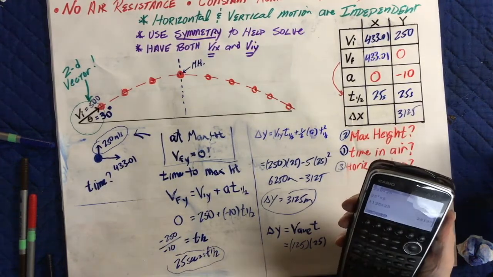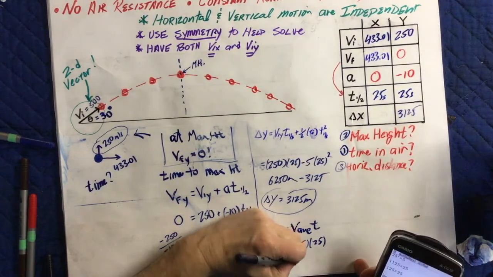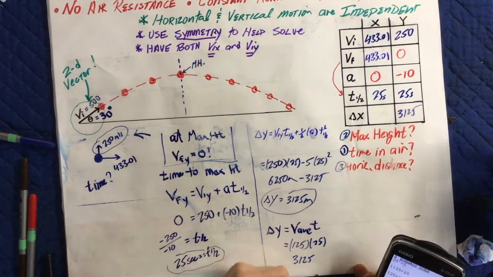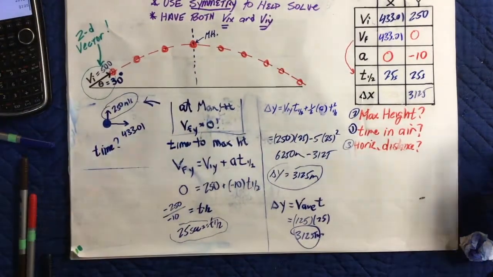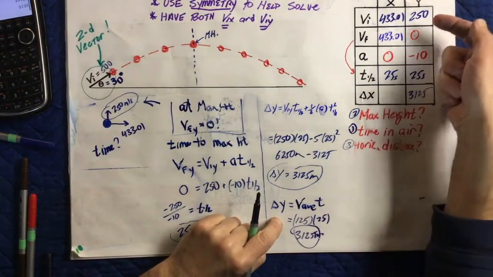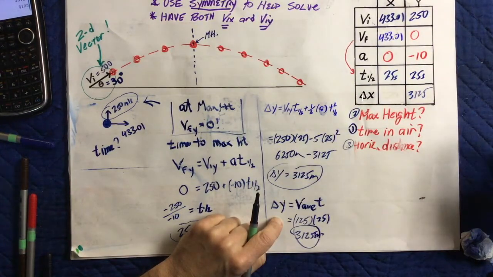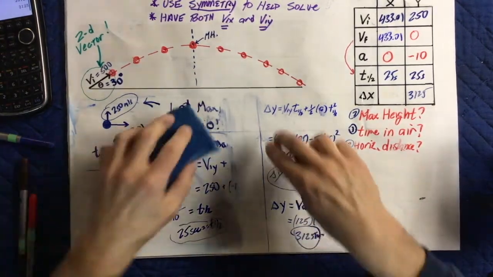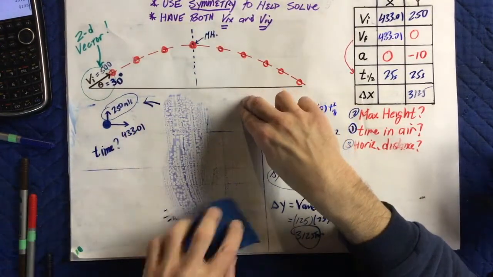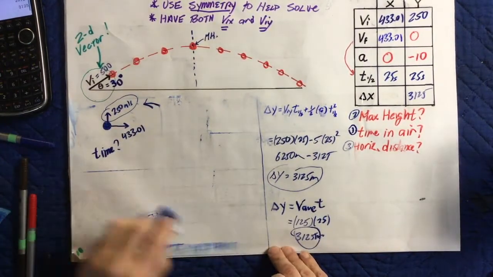Okay, let's see. 3,125. So you can solve either way. If you want to use the average velocity, you've got to remember to take these two, add them up, divide by 2. That's max height. The last one, you do in exactly the same fashion that you did for the horizontal. So I'll finish up with that so you kind of see what's going on here.